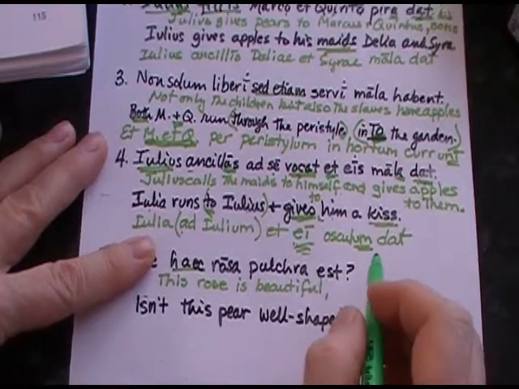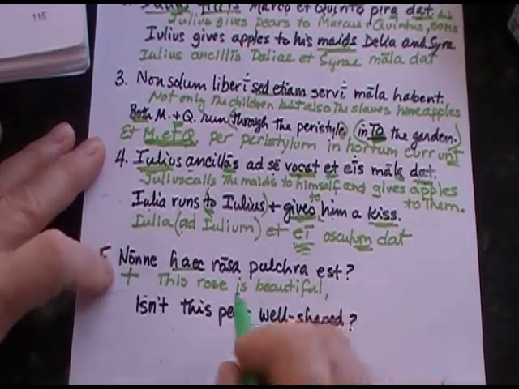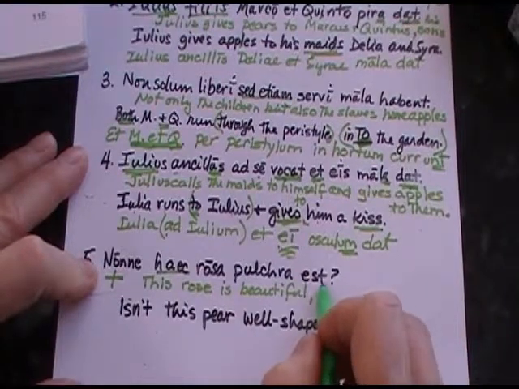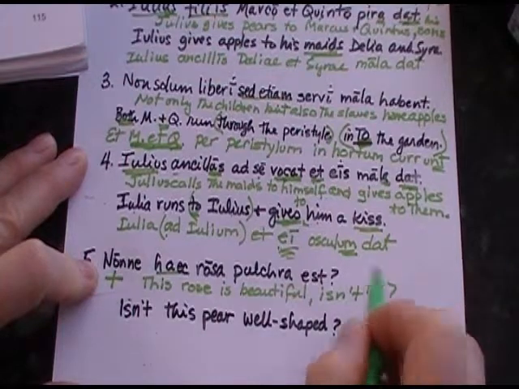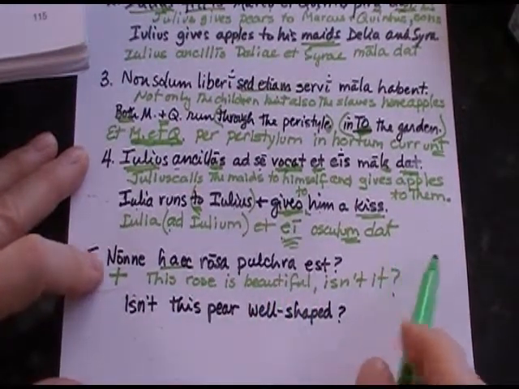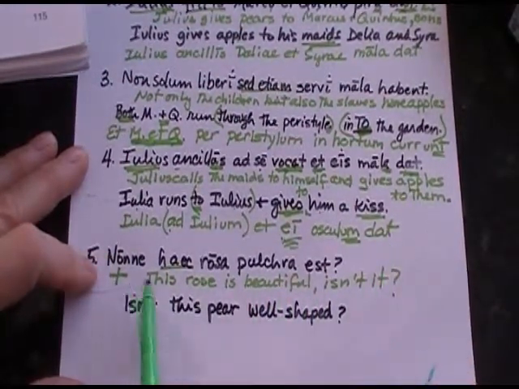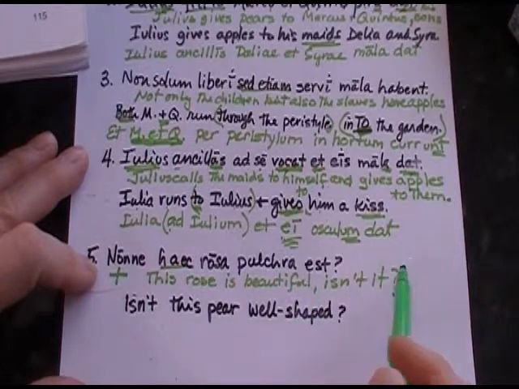And then, because we have our nonne, we have to turn this into a question. And we would say, isn't it? This rose is beautiful, isn't it? Another way to translate this would be, surely this rose is beautiful, right?